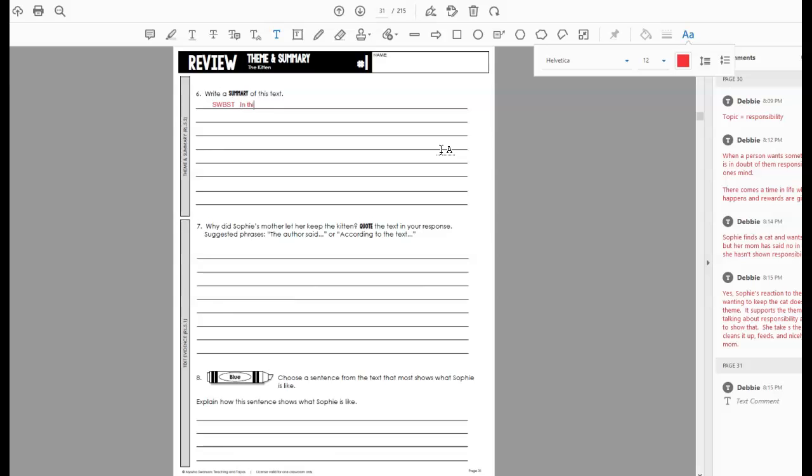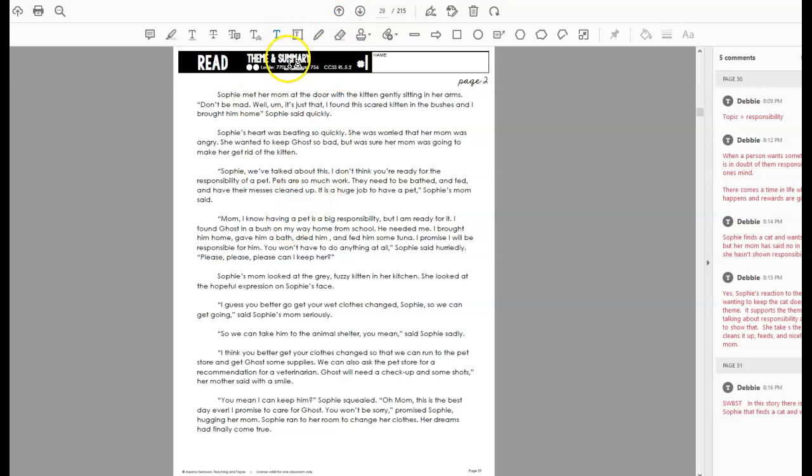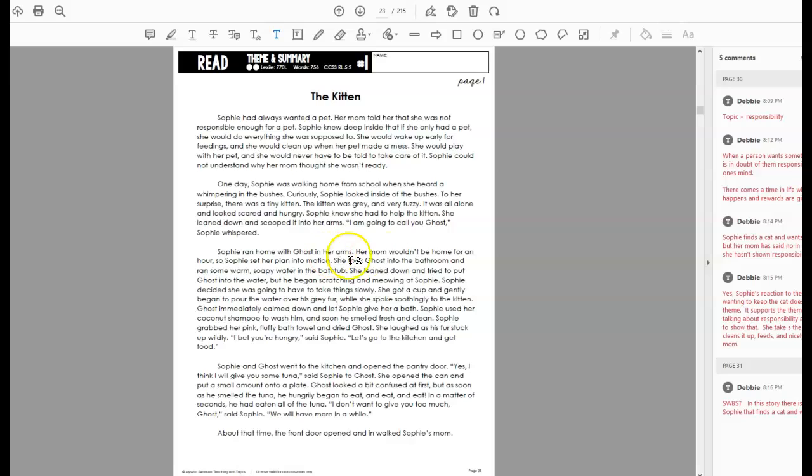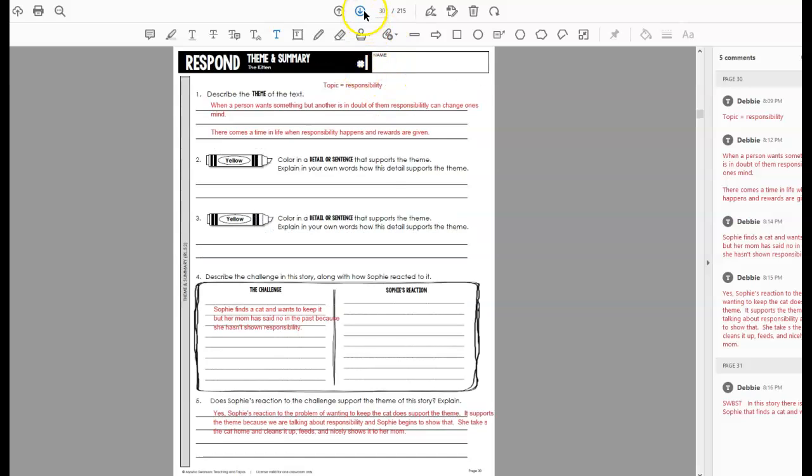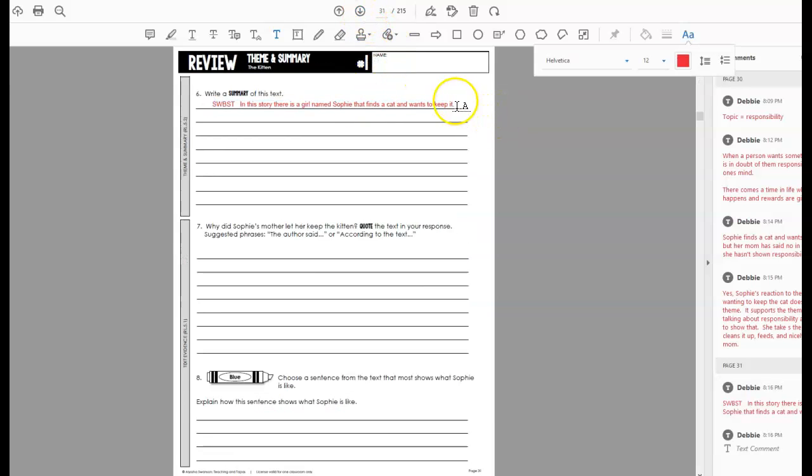You know, in this story, there is a girl named Sophie that finds a cat and wants to keep it. I'm going to go back to the story because Sophie ran home with Ghost in her arms. Her mom wouldn't be home for an hour. Sophie put a plan into motion. That's in paragraph 3. So I'm going back down here and I'm adding that in to make mine very good here. I'm going to go down here.